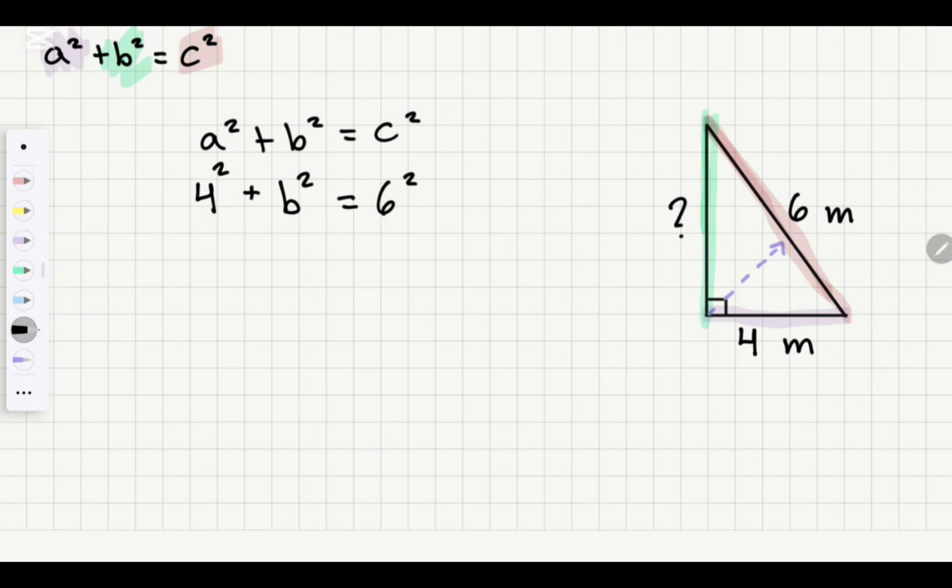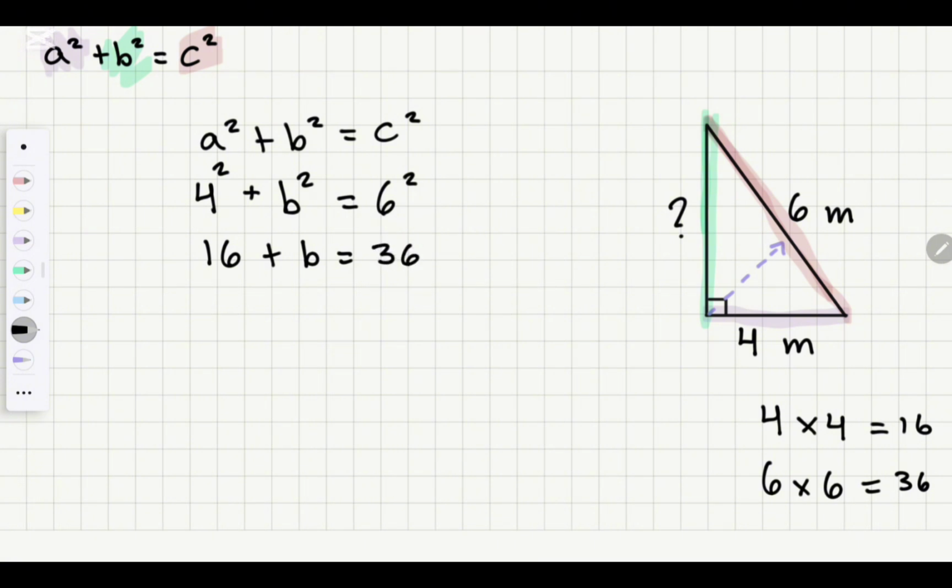So we're going to do the exact same thing. We're going to solve our squares. So 4 squared is like saying 4 times 4, which is 16. And we can't do b. And 6 squared is like saying 6 times 6, which is 36.